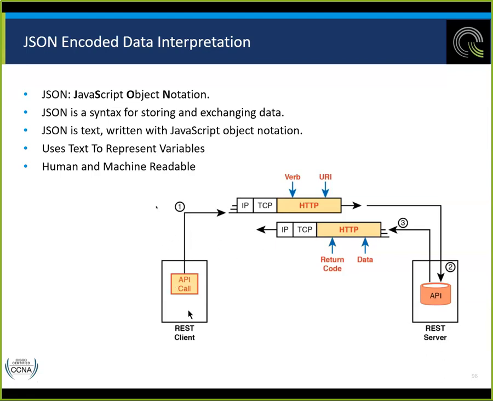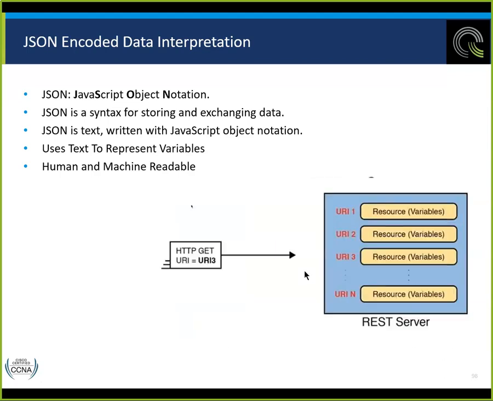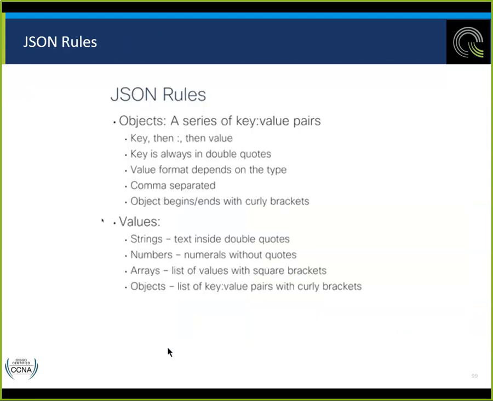Same process that we had before: the API call, then the REST server, and then the API answer for these things, one to the other, to get the information that we need from the machines. The JSON rules: a series of key value pairs. We're going to have a key, and then we're going to have a value that goes with that key.